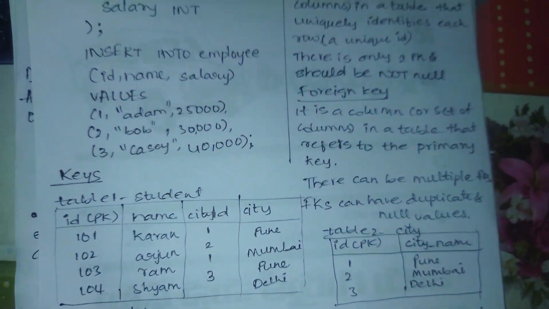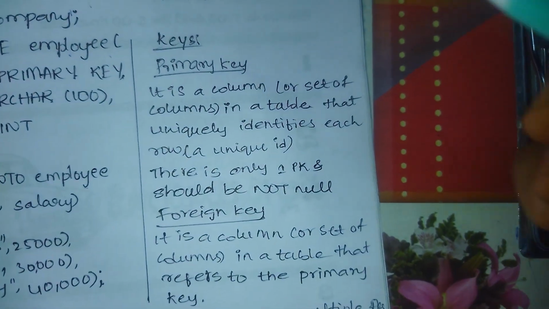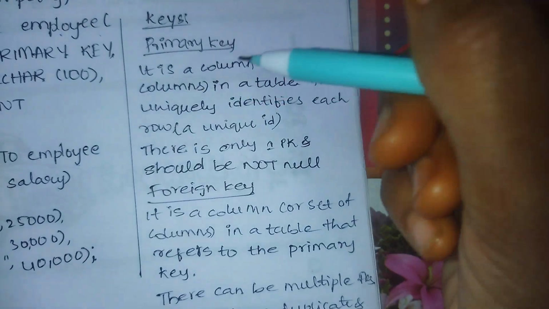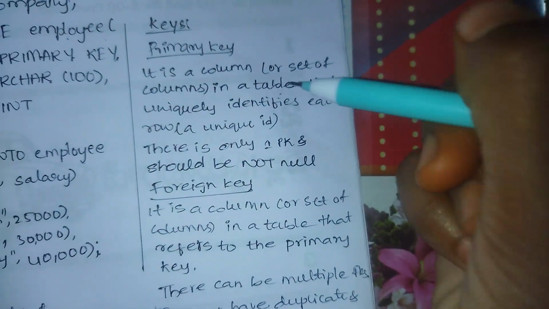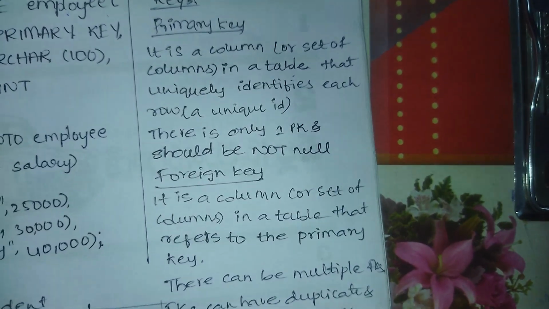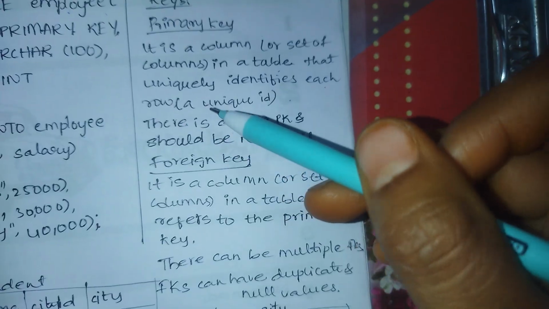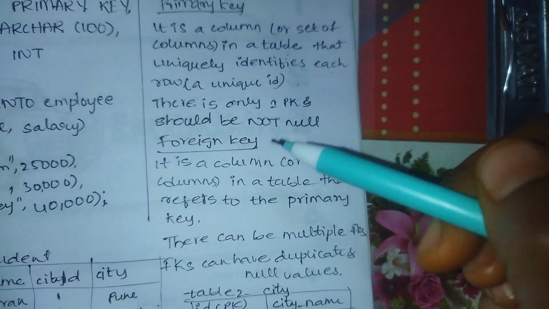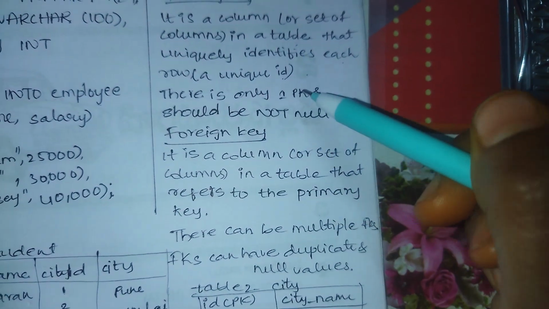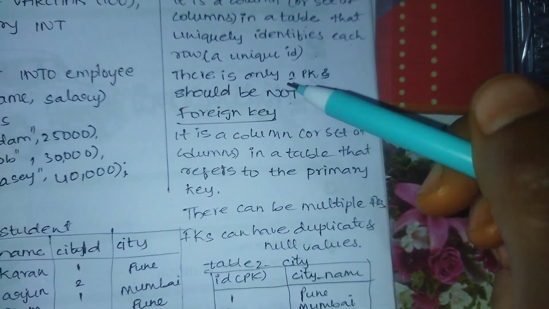We have keys like primary key and foreign key. First we need to know what a primary key is. It is a column or a set of columns in a table that uniquely identifies each row. A unique ID, a different ID. It should not be duplicated, it should not be the same. There is only one primary key and it should not be null.